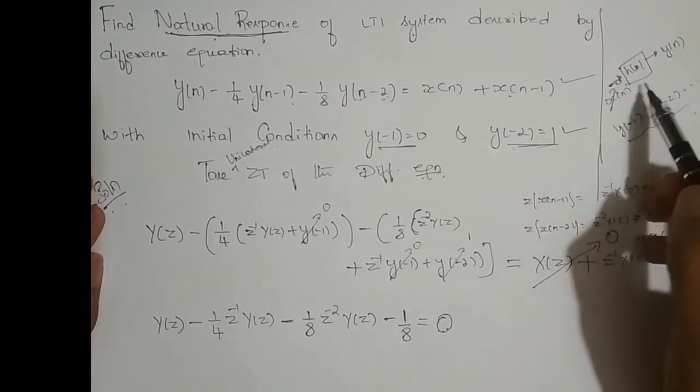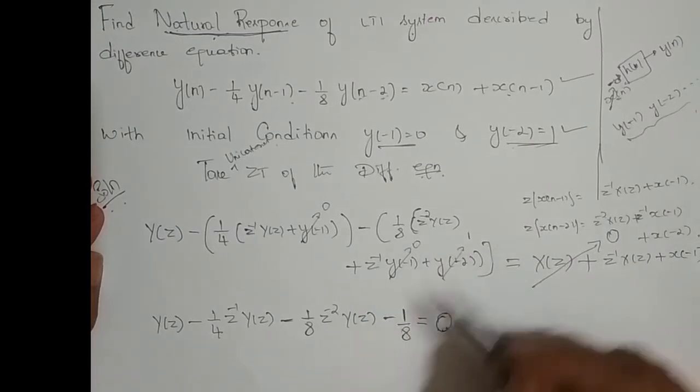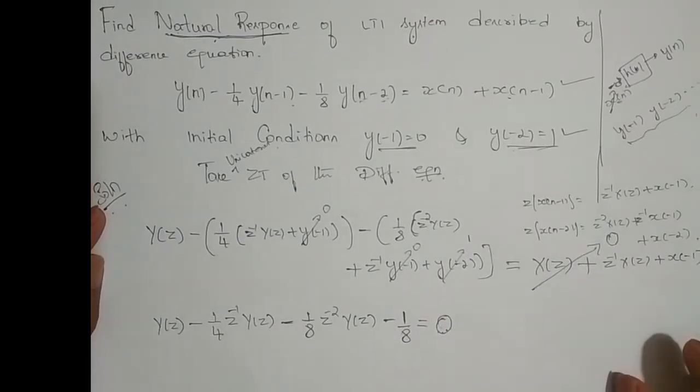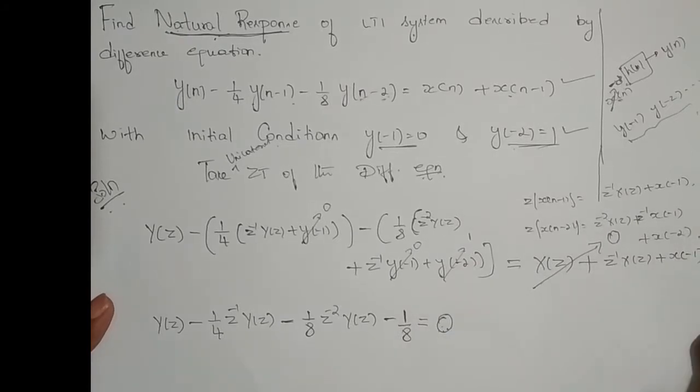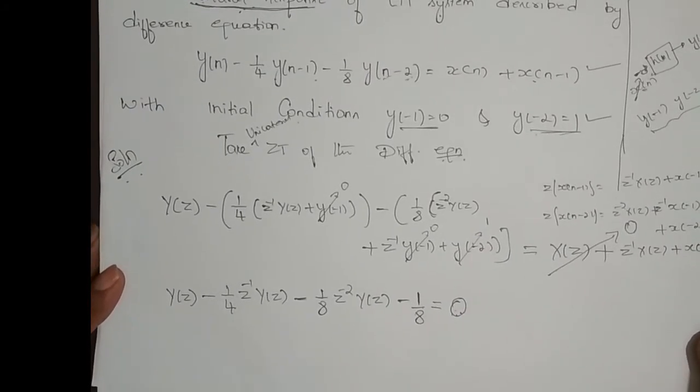Since I'm finding the natural response, for natural response x of n is 0, so whatever the thing is there in terms of x of n, you make it 0. Okay, because that's what the definition says. Natural response is when you make x of n equal to 0, input is 0.